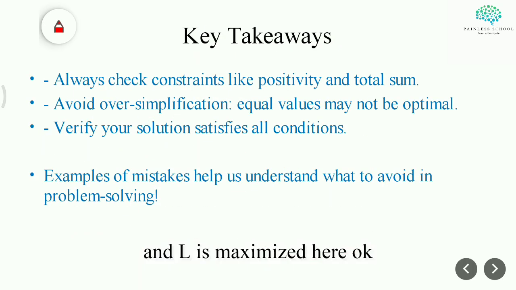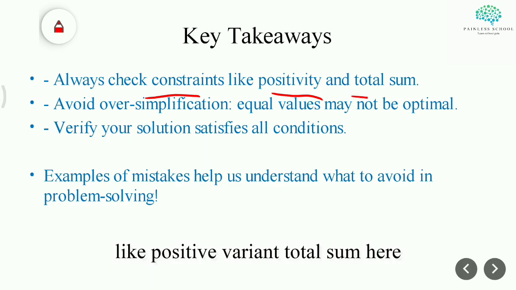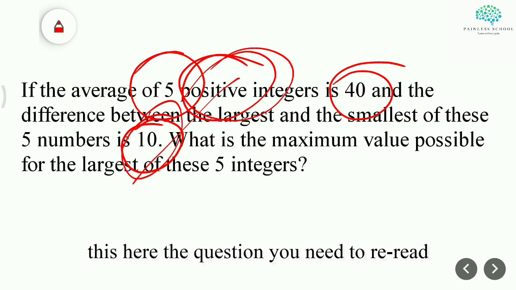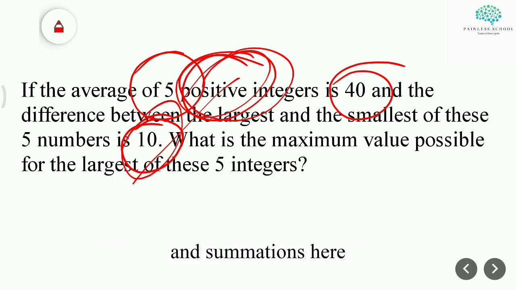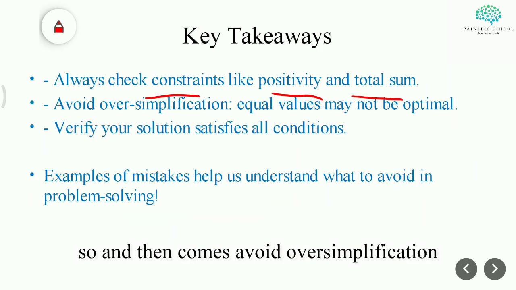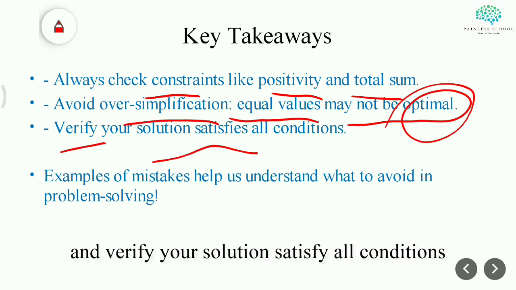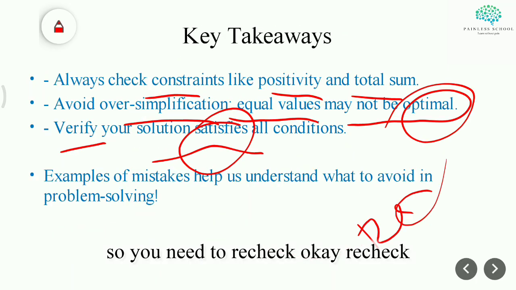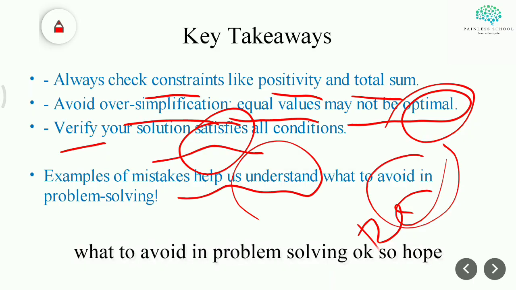So we have key takeaways. Always check constraints like positivity and total sum; reread the question for positive integers and summations. Avoid oversimplification, since equal values may not be optimal, and verify that your solution satisfies all conditions. So you need to recheck. Examples of mistakes help us understand what to avoid in problem solving.